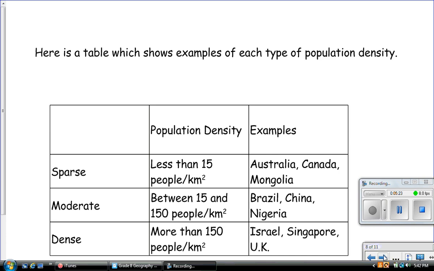Here's a table which shows examples of each type of population density. So just to be more specific, sparse means that there are less than 15 people per square kilometer. And examples of that are Australia, Canada, and Mongolia. Okay, moderate means between 15 and 150 people per square kilometer. And examples of moderate are Brazil, China, and Nigeria. And then dense means more than 150 people per square kilometer, with examples being Israel, Singapore, and the United Kingdom.